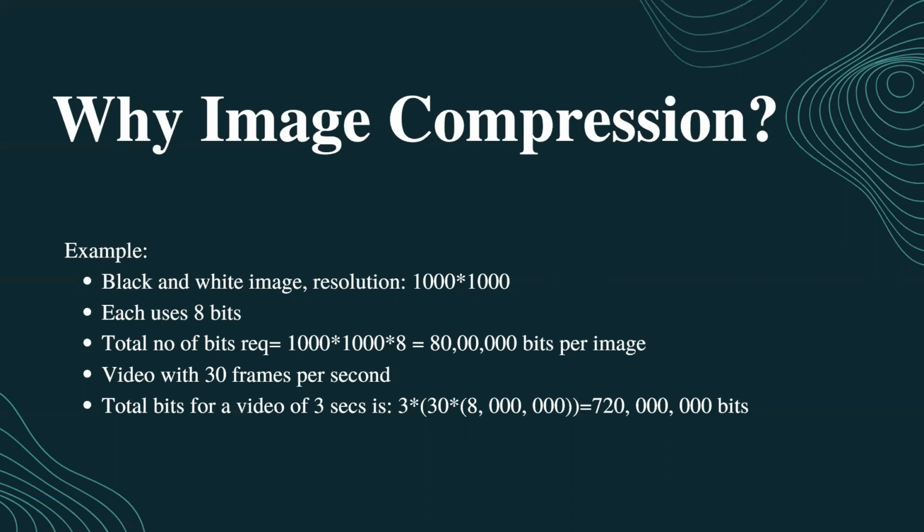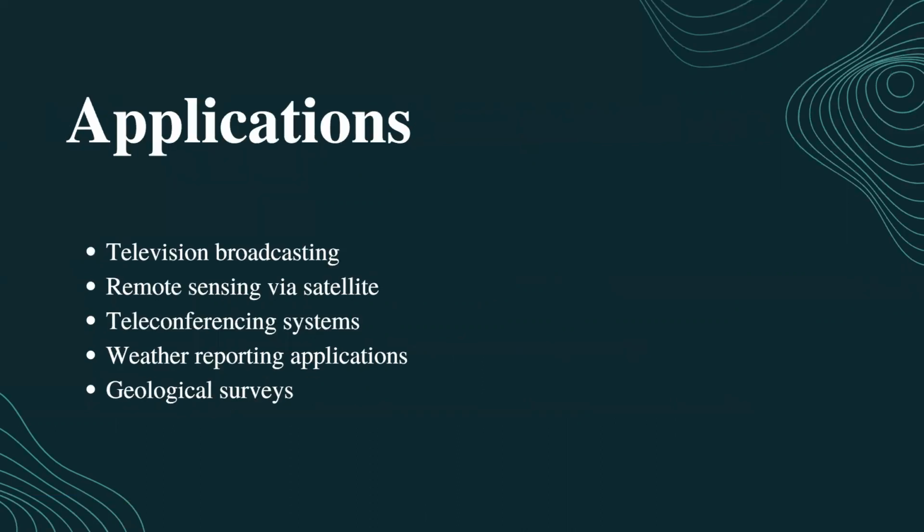Next, we'll be looking at the applications of image compression in real life. So the areas where image compression is used are in television broadcasting, remote sensing via satellite for military communication system through radars, then teleconferencing systems, weather reporting applications, and geological surveys. Now I would like Mitali to continue.